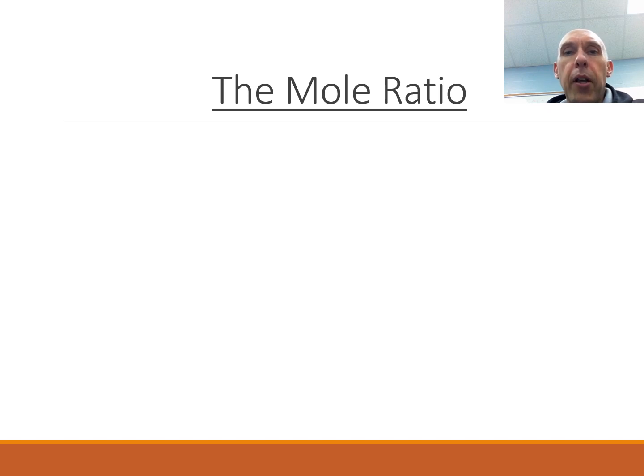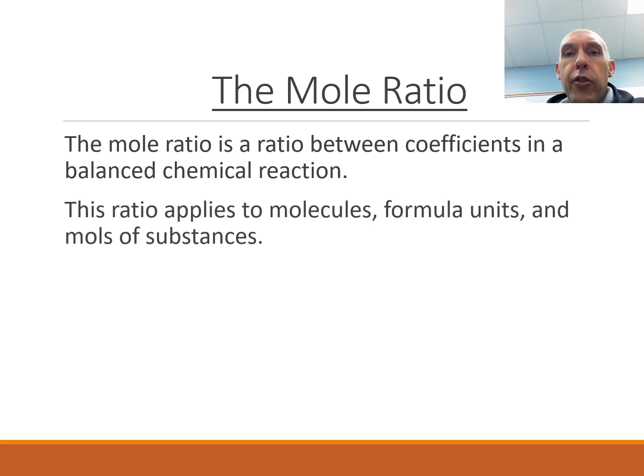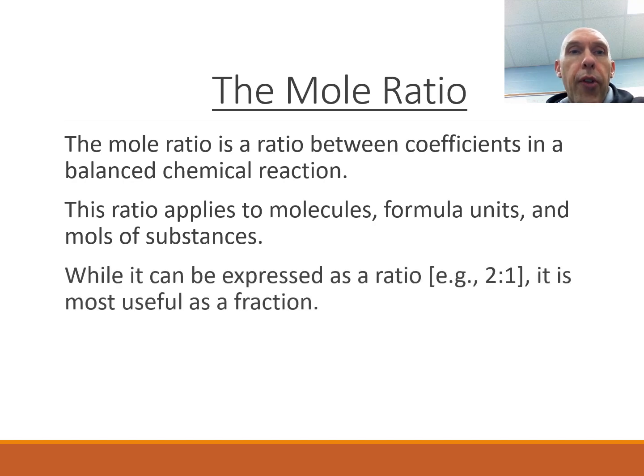All right, we're back to copying. We're looking at something called the mole ratio. The mole ratio is the ratio between coefficients in a balanced chemical equation. The ratio applies to molecules, formula units, and moles of a substance, so it can be applied to all of these. Your textbook tends to break up all these and treat them as separate concepts, but they're all really the same. While they will often express it as a ratio like 2 to 1, it's more useful to express it as a fraction, and when we get there I'll show you how, but you saw on the previous slide that we were writing everything in fractions, not ratios like this.